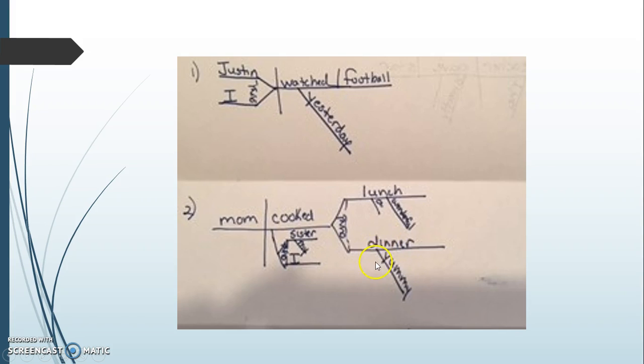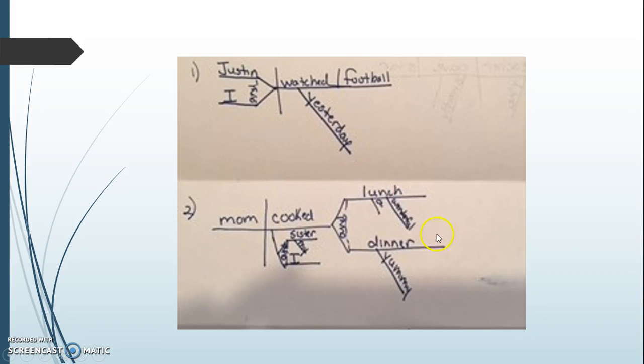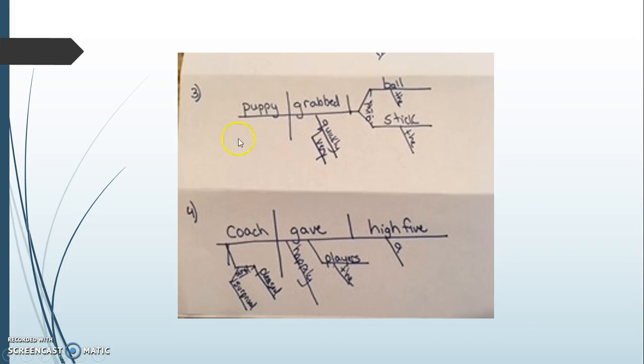And I think I might have forgotten a modifier here. Let's go back and look. Nope, just yummy dinner. Oh, and it's a wonderful lunch. That's wonderful. Sorry, my handwriting is not the best, nor is the resolution of the picture. The next two. Now here you can see I messed up. I forgot the and golden, so this would be kind of wrong if I were to turn it in.